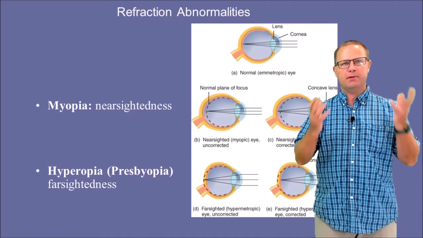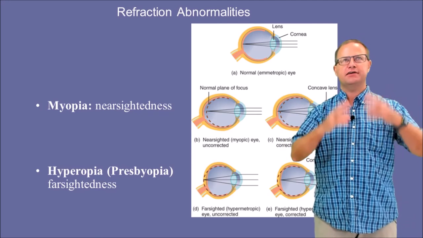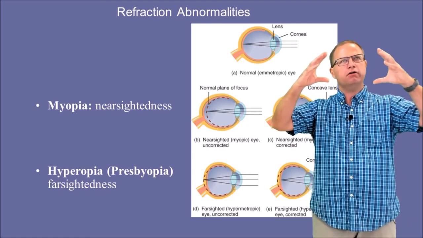So over 40% of Americans have what we call refractive abnormalities. Their eye is not efficiently able to do the process of accommodation. And that could be for a couple of reasons. One, we could have an eyeball that's a little bit longer than it should be.